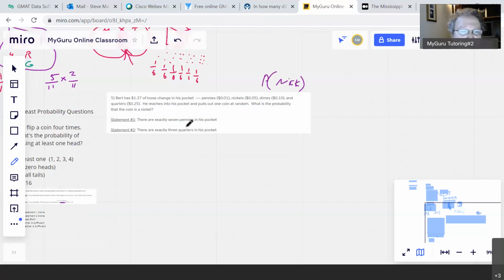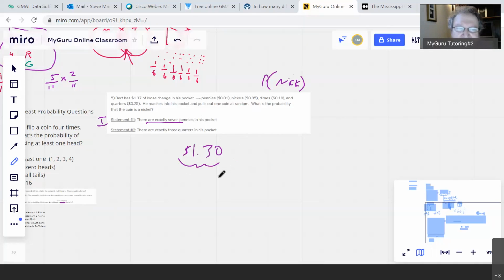Okay. Statement 1, there are exactly 7 pennies in this pocket. Well, what that's saying is that everything outside of the 7 pennies is going to total $1.30, or 130 cents. Now that is clearly not going to be enough to tell us how many nickels there are. There could be 13 dimes, there could be 26 nickels. There's lots of ways of doing it. We don't have enough information to figure out how that remaining 130 is split up. So that's going to be insufficient. Statement 2, there are exactly 3 quarters in this pocket.